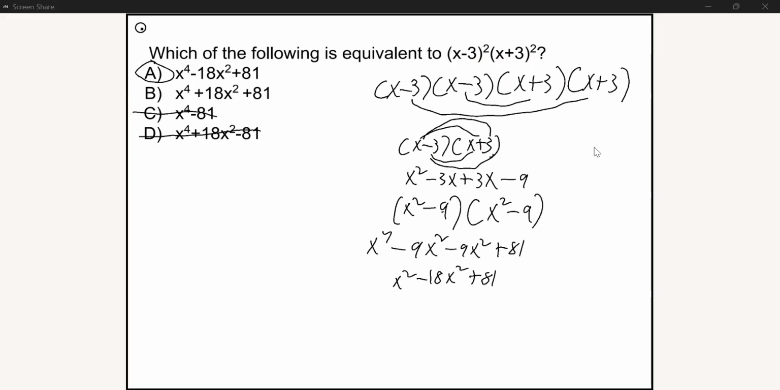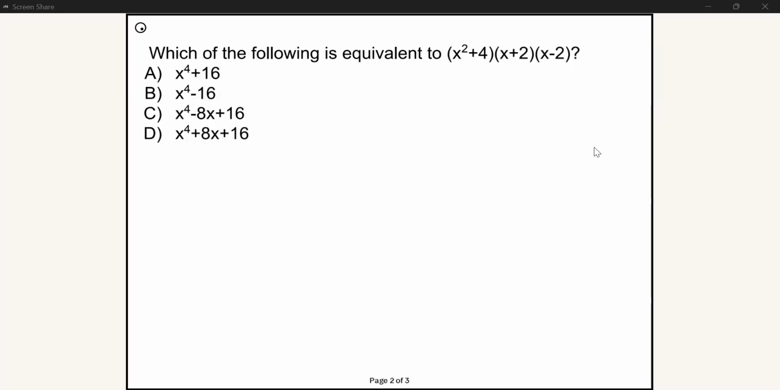So you might never see a problem like this, but it's helpful to think about when you see a problem that looks complicated: how can I use the answer choices to organize my thinking? And how can I make it easier for myself? And of course, you could maybe plug these into Desmos and see which ones are identical, but doing all that plugging in is tedious.